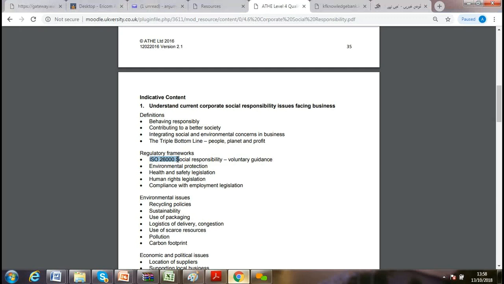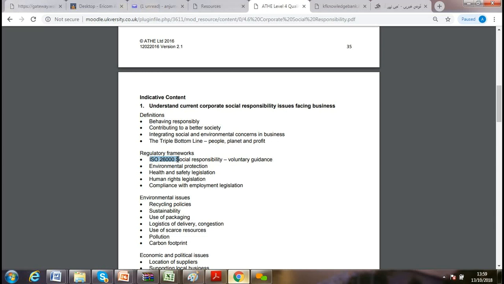You may have heard about ISO 9000, ISO 14000, different versions of certification for different organizations. Social responsibility voluntary guidance comes under ISO 26000. If you apply for this certificate to show that you are a corporate socially responsible organization, the stakeholders' interest and trust in your organization will increase.